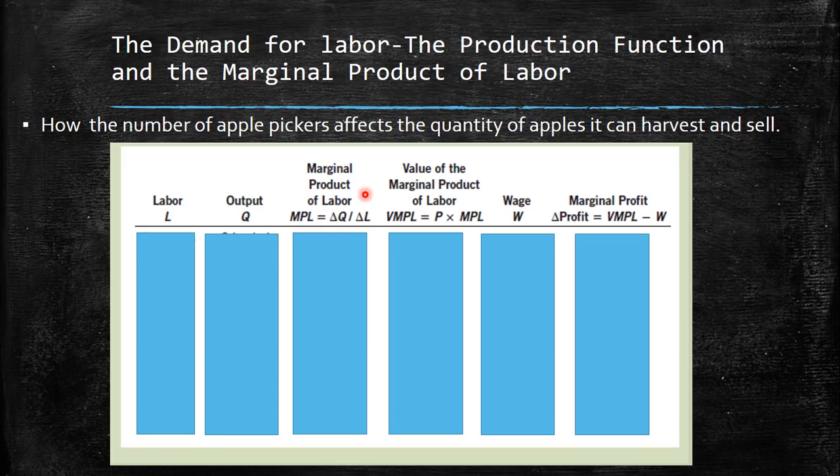So we have the value of the marginal product of labor. It will take the marginal product of labor times the price. So this gives the total value of that additional worker, not measured in quantity but measured in dollars, in money. And then we have the wage, which is the cost of the labor, and then we have the marginal profit.